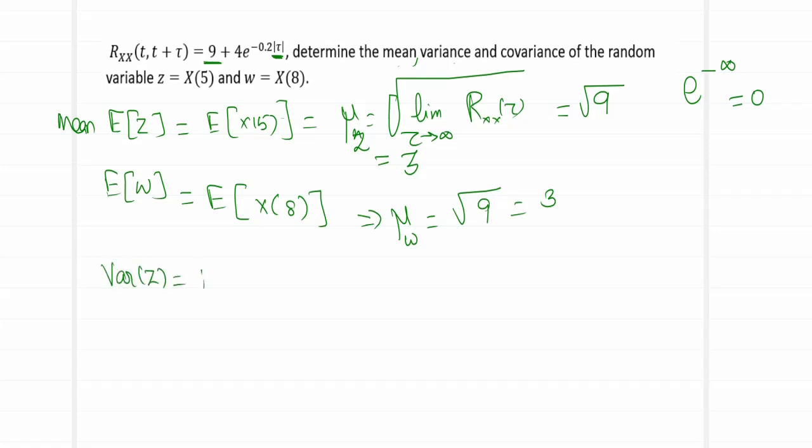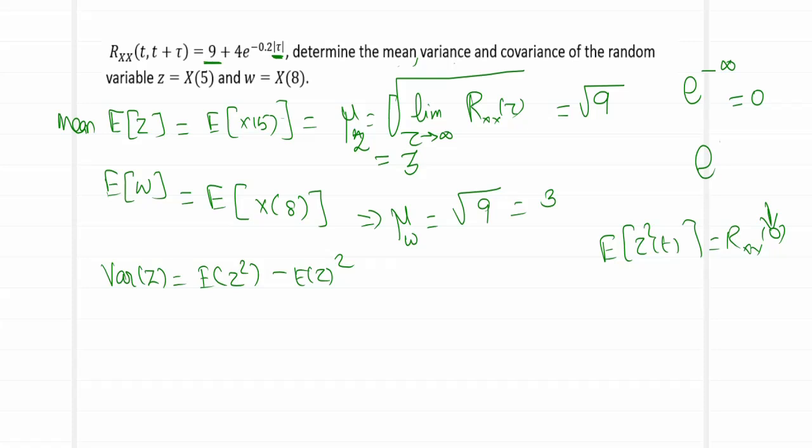Variance of Z is E of Z square minus E of Z the whole square. To get E of Z square, what will we have to do? E of Z square of t is got by equating R_XX of 0, so I'll have to put this tau as 0. When I put tau as 0, what will happen over here? E to the power of 0. What do you think e to the power 0 is equal to? E power 0 is 1, so you will have this quantity to be equal to 1.